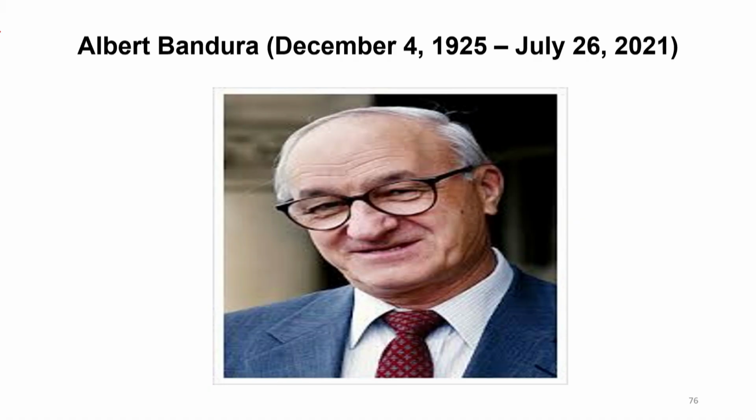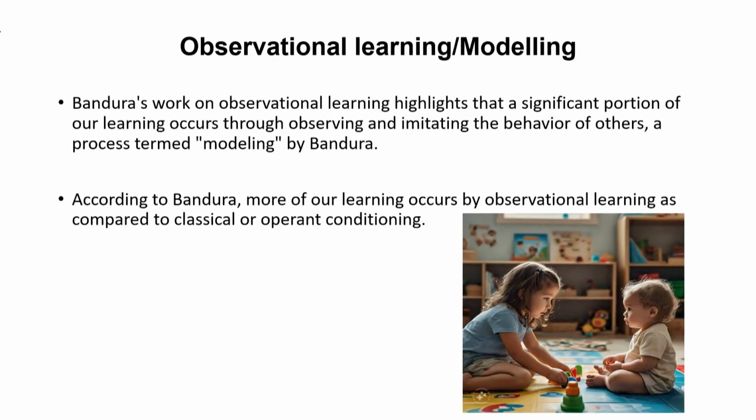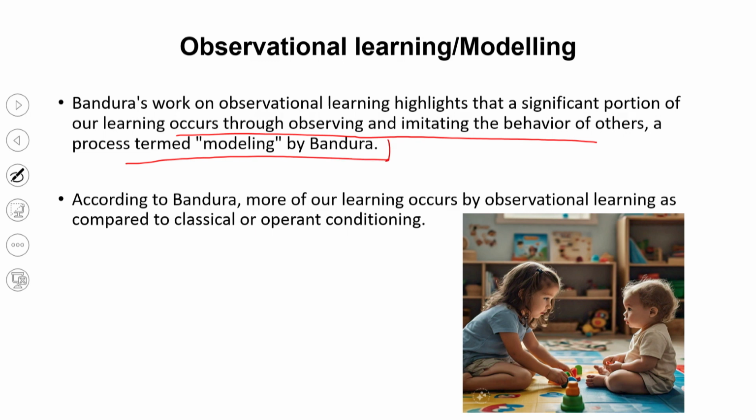One of the most important proponents of the theory of observational learning or social learning was Albert Bandura, who did most of the foundational research in this area. His work highlights that human learning occurs through observing and imitating the behavior of others, which Bandura called modeling.